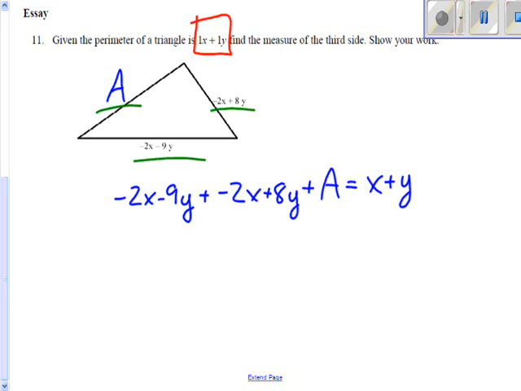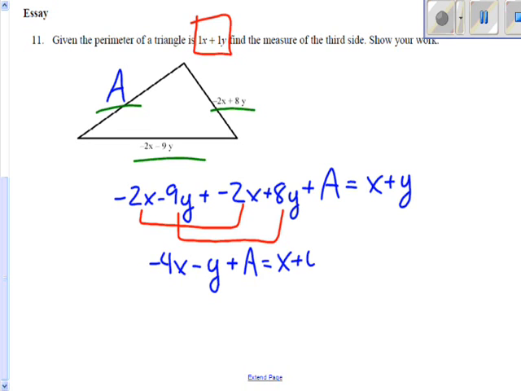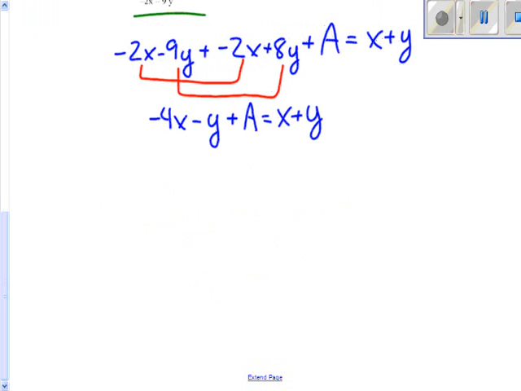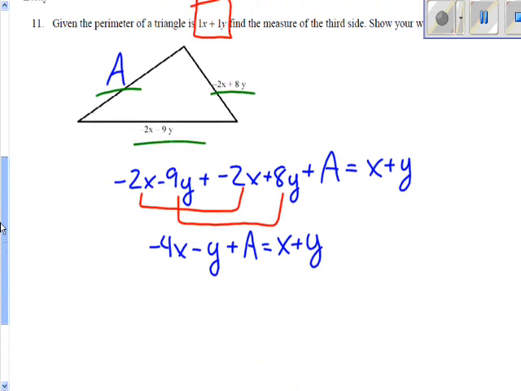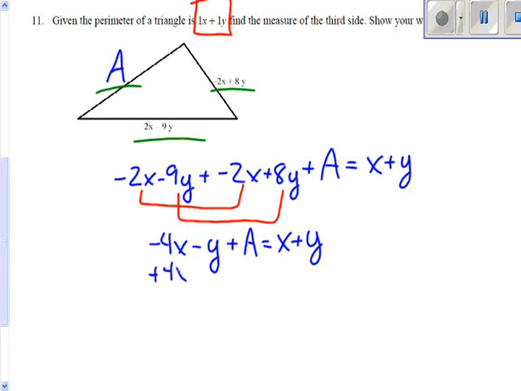And now I just need to simplify and solve for A, and really, that's just a matter of combining like terms. So I'm going to combine the like terms here. That's going to be a negative 4x minus y plus A equals x plus y. And now from here, I just have to solve for A. I've got to get rid of the x, got to get rid of the y. So for the x, I'm just going to add the 4x to each side.